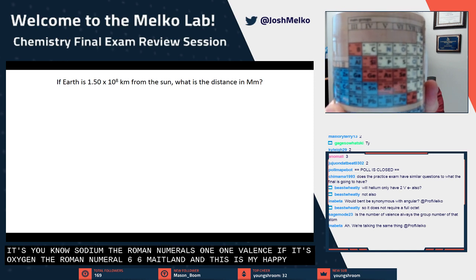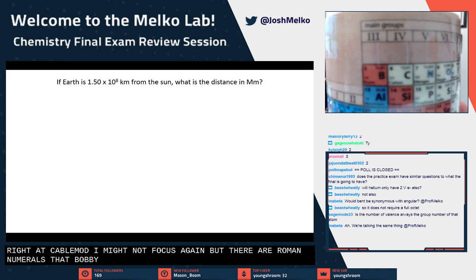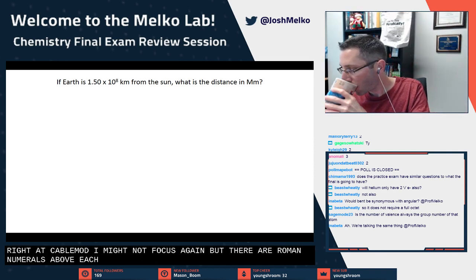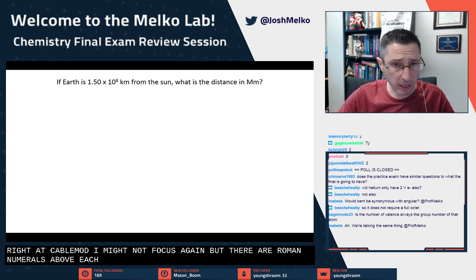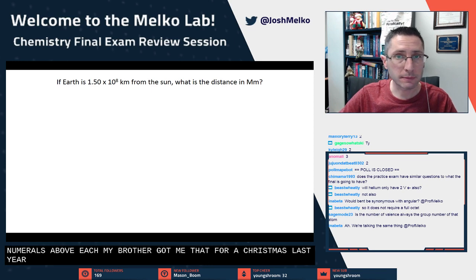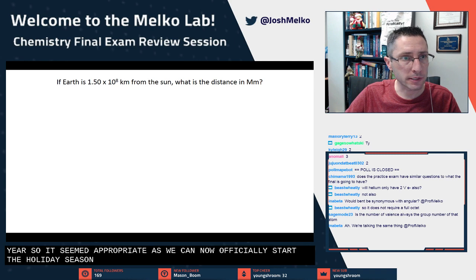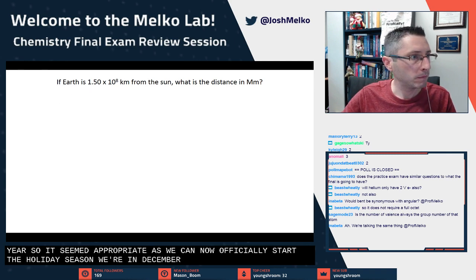And this is my periodic table mug. It might not focus again, but there are Roman numerals above each column. My brother got me that for Christmas last year, so it seemed appropriate, as we can now officially start the holiday season. We're in December. So I'll put up a poll question here as you work through this one.